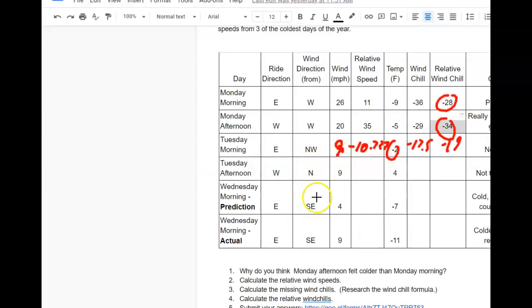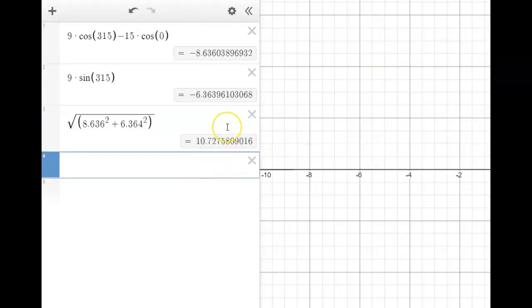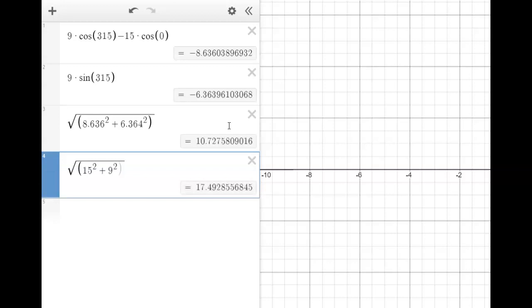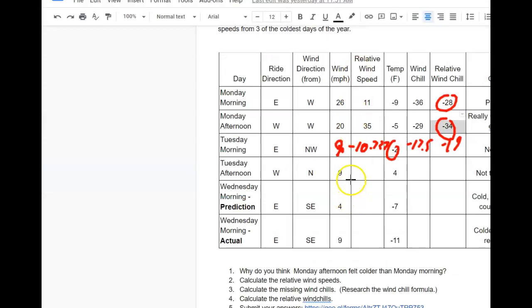So if we look at our values here, we have a wind speed of 9. If we go to our calculator, we're just going to have the square root of 15 squared, which is my biking speed, plus 9 squared, which is the wind speed. That gives me a 17.5 relative wind. So we put that 17.5. You don't need the negative here because it's wind speed, not velocity, so we don't have to include direction. It's kind of silly there.